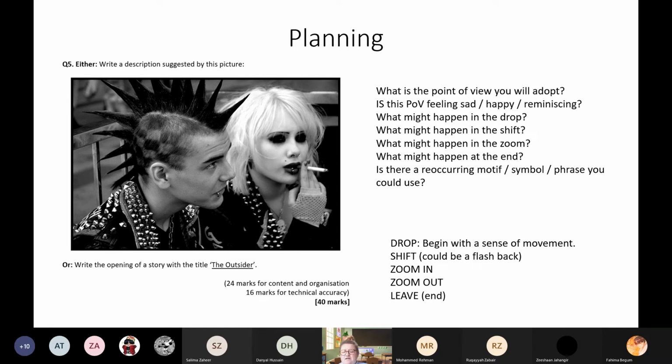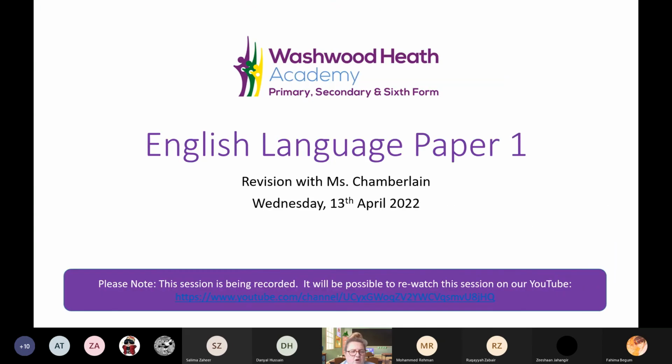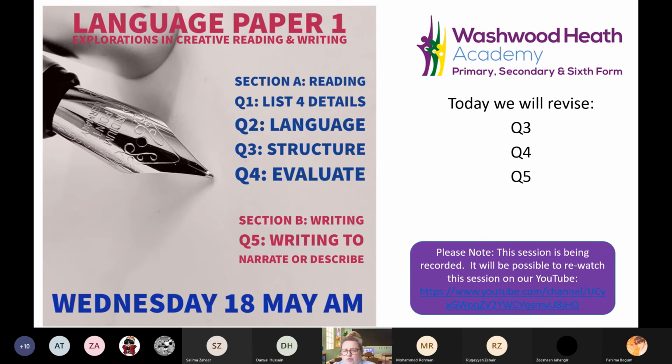So that's been a very quick revision this morning on paper 1. Just a reminder again that paper 1 is taking place on the 18th of May in the morning, that it is a paper marked out of 80, that there are 40 marks available for section A, and that there are 40 marks available for section B. That section A focuses on your reading and that section B focuses on your writing.